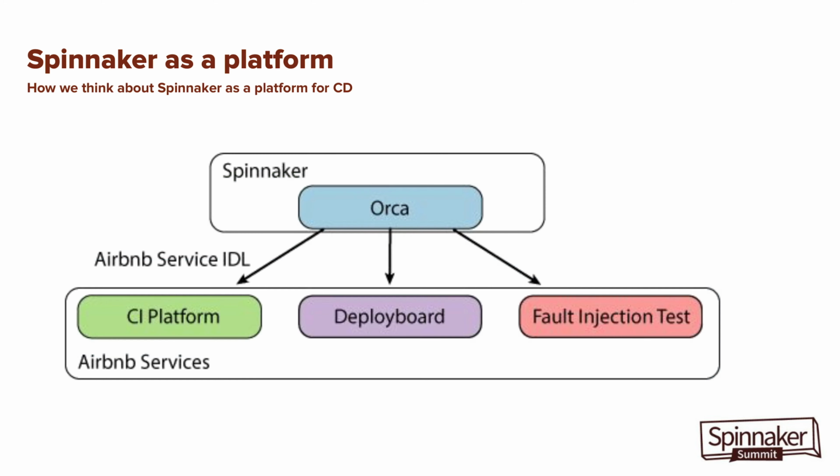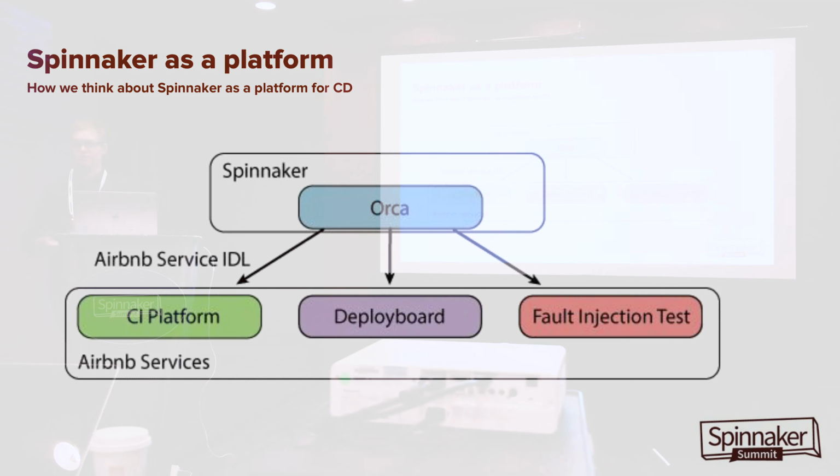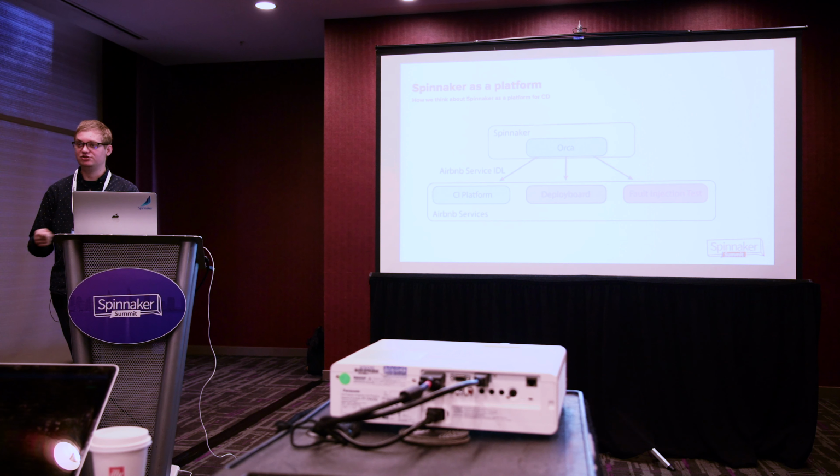So besides Anchor, we really think of Spinnaker as a platform rather than a bunch of services to do CD. We really want to build a CD platform, and we mostly extend Orca and Clouddriver to do so. So we have Orca, and then we taught Orca to talk Airbnb Service IDL. Service IDL is interface definition language. It is basically a typed language, basically Thrift. That's how inter-service communication happens at Airbnb.